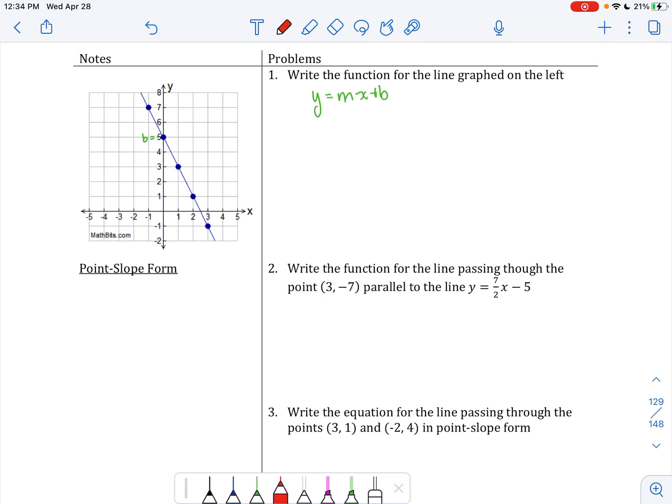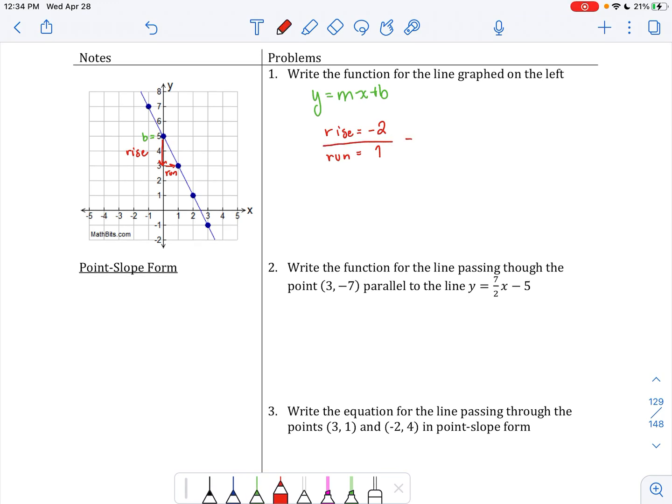Now my slope, I'm just going to count between 2 points. So here is my rise, and here's my run. I picked those 2 points. This would work for any others. Notice how my rise is going down. So what this tells me is that my rise is equal to a negative number, in this case 2 spaces. My run is equal to positive 1. So my slope then is rise over run, which would be negative 2 over 1, which is negative 2.